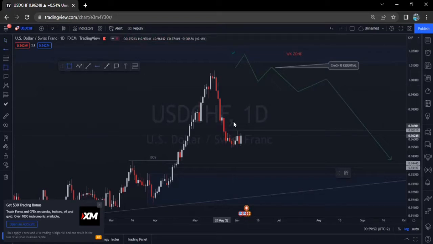level right here. My problem with this level is that it hasn't been confirmed because it hasn't broken any opposing structure, right? But it's on the same level as this failed demand, right? So I can only assume that the market might be using it as a flip zone. Yeah, it's a flip zone.